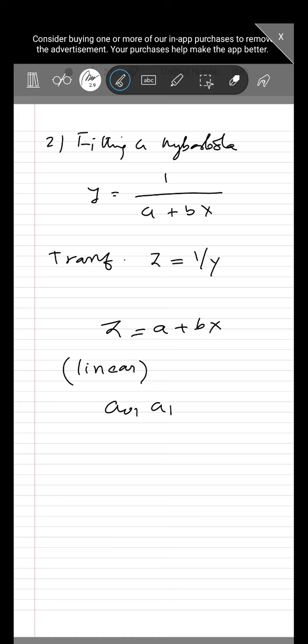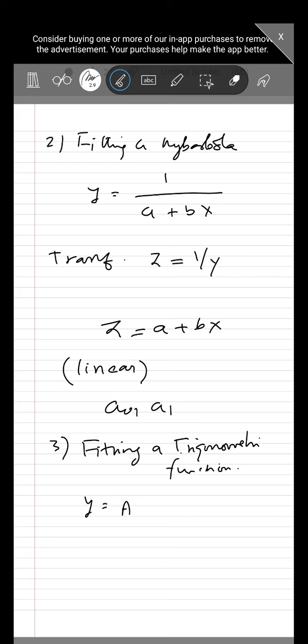The third one is if there is a trigonometric function fitting. This is the case. We assume that the equation is given as y is equal to a sine omega x plus phi. This is the equation.